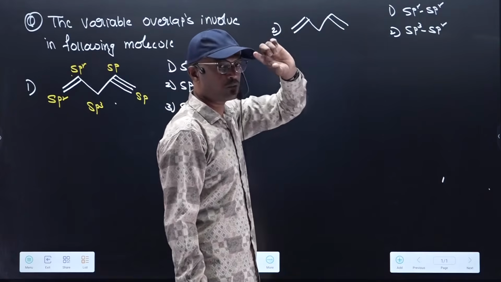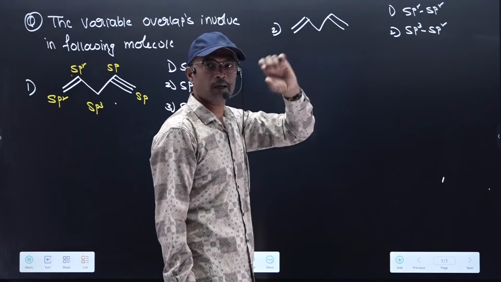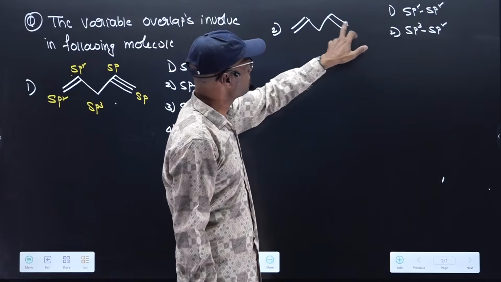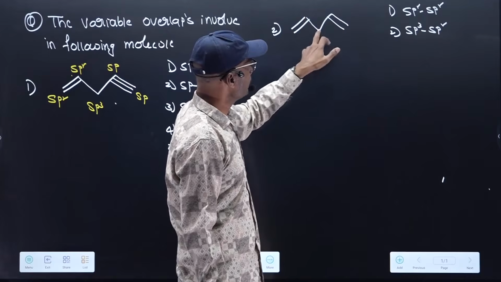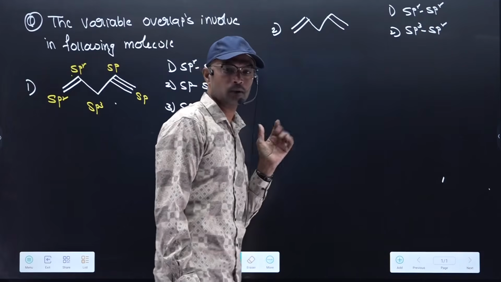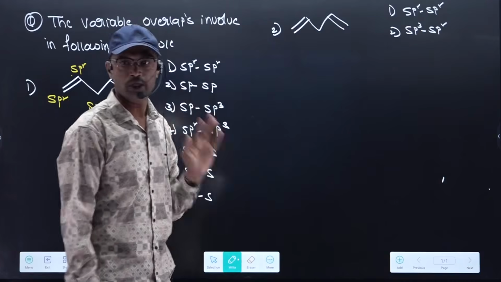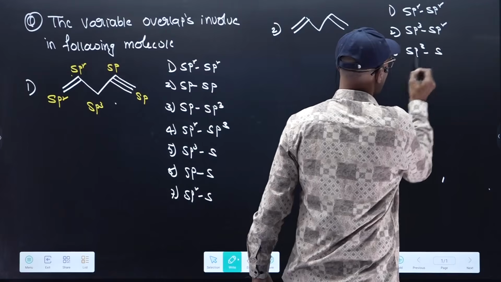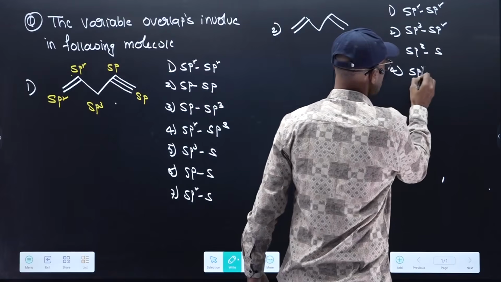That's why I'm saying by watching the carbon you are in a position to say the type of hybridization. Then only you will get the answer. sp2-sp2, sp2-sp2, sp3-sp2. Any other carbon-carbon overlap? No, only 2 different overlaps. So can you expect sp3-s overlap? Can you expect sp2-s overlap?